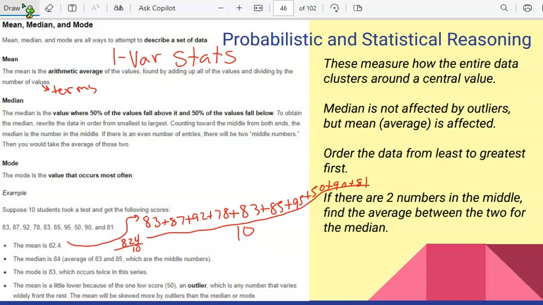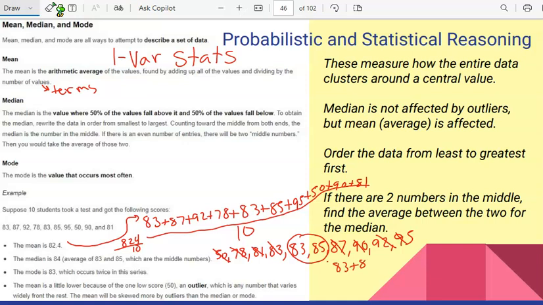Next, it says the median is 84. Before you do that, you want to order it from least to greatest. When we have them in order from least to greatest, we count off the same amount on each side. Notice that we have 83 and 85 in the middle. The middle of 83 and 85 is 84. The mode is 83, which occurs twice in this series. It's the only one that occurs more than once, so that's why that is the mode.